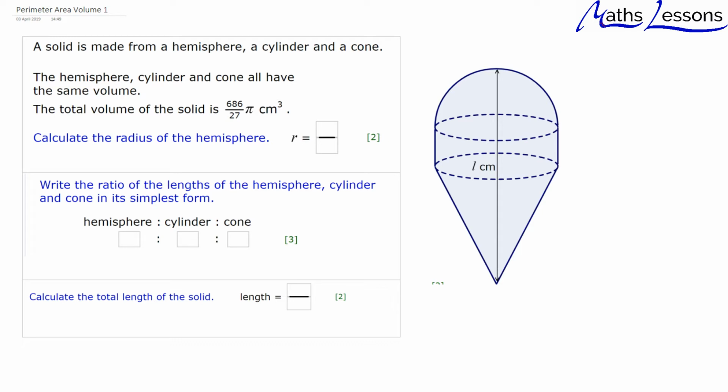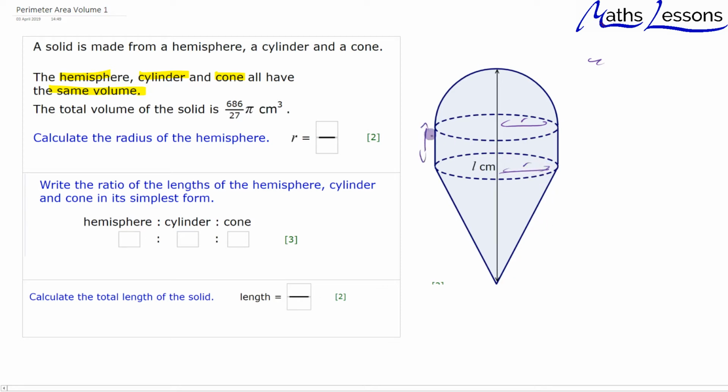Okay, so just got myself a pen. Right, we've got a hemisphere, cylinder and a cone. We know the total length is L and we know the total volume of the solid. Now, a key piece of information to note is the hemisphere, cylinder and cone all have the same volume. So if we call this R, then they all have the same radius. That radius is the same for the cylinder as it is for the sphere, as it also is for the cone.